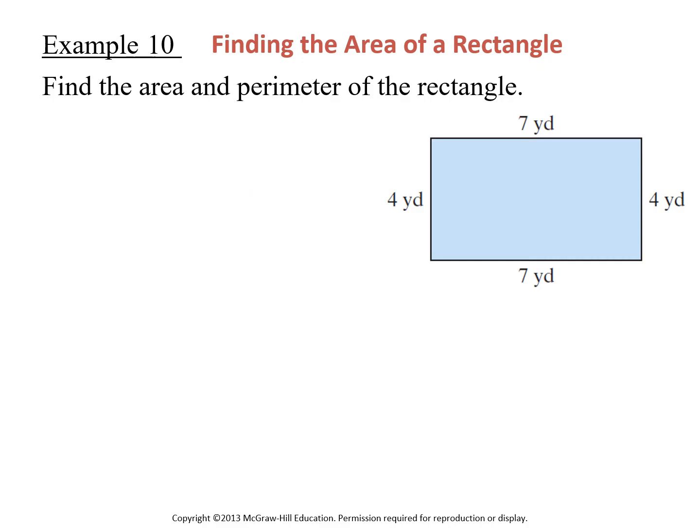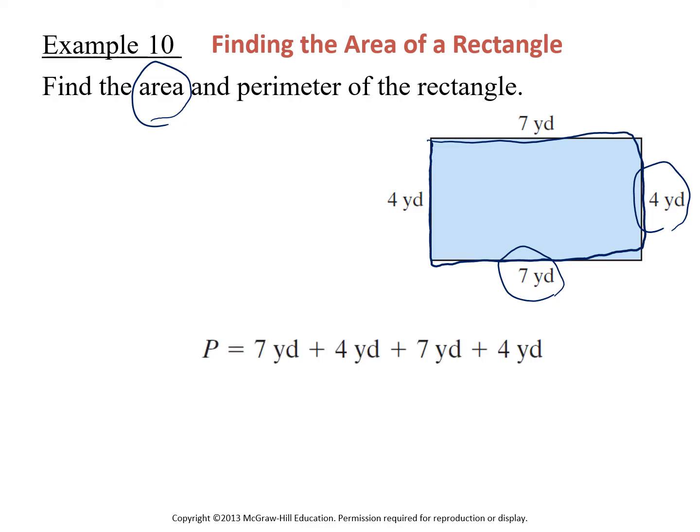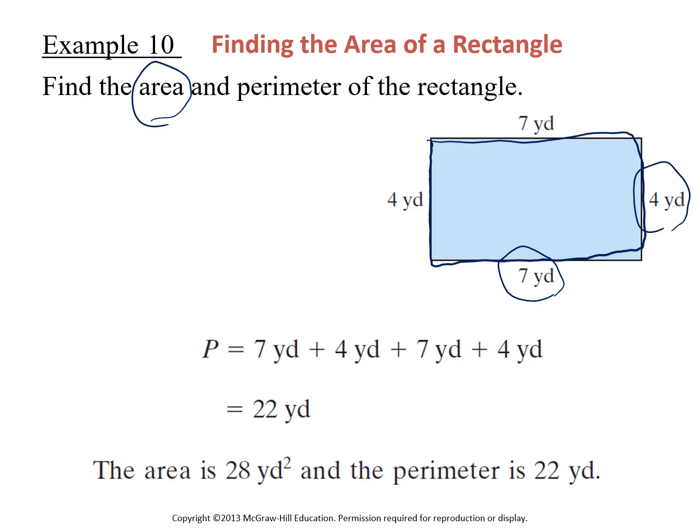The perimeter of the rectangle is found by adding the lengths of all the sides. So the area of this rectangle is 7 yards times 4 yards. The area is going to be 28 square yards, but the perimeter is 7 yards plus 4 yards plus 7 yards plus 4 yards. So my perimeter is 22 yards. And again, the area is 28 square yards. Notice area gives us square units and perimeter is just plain yards, linear units.